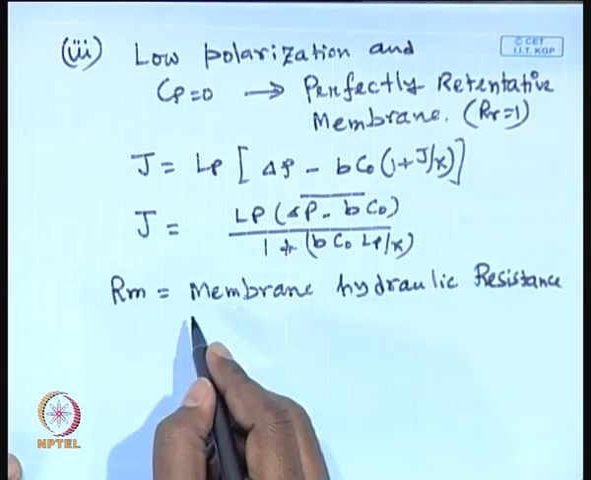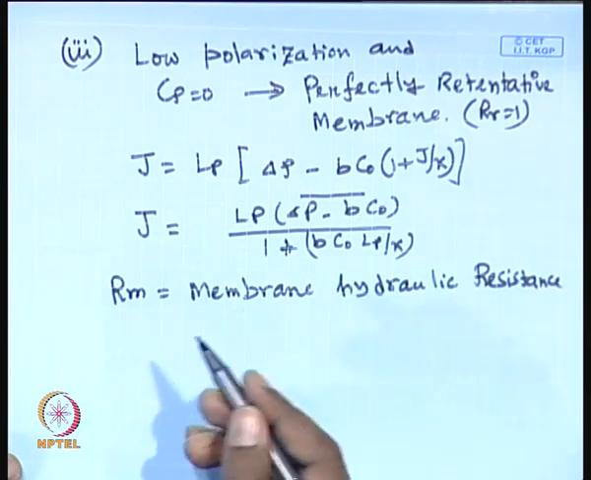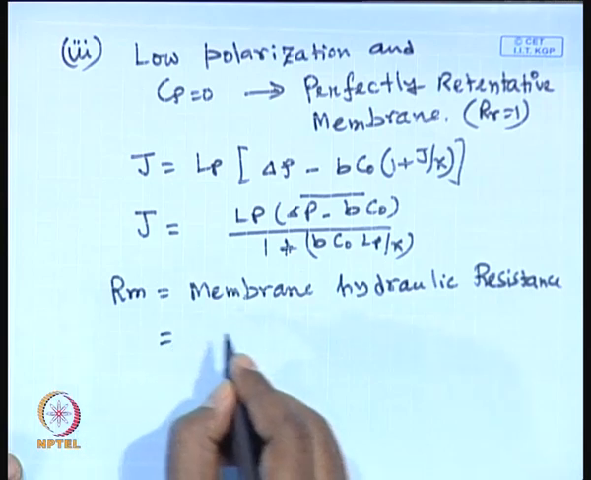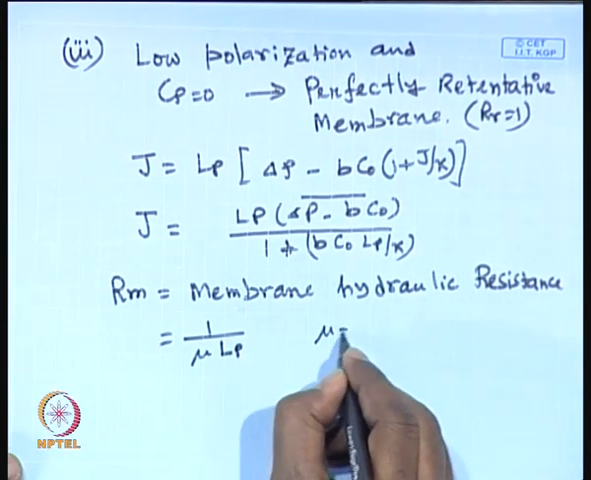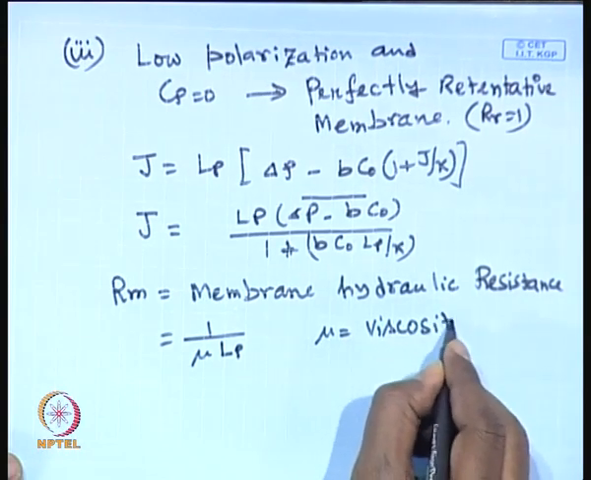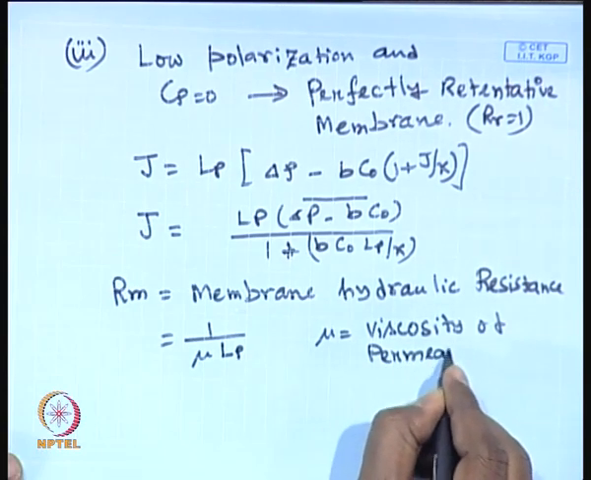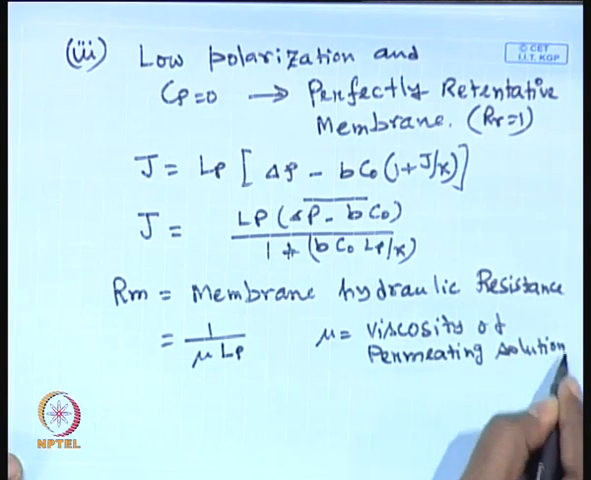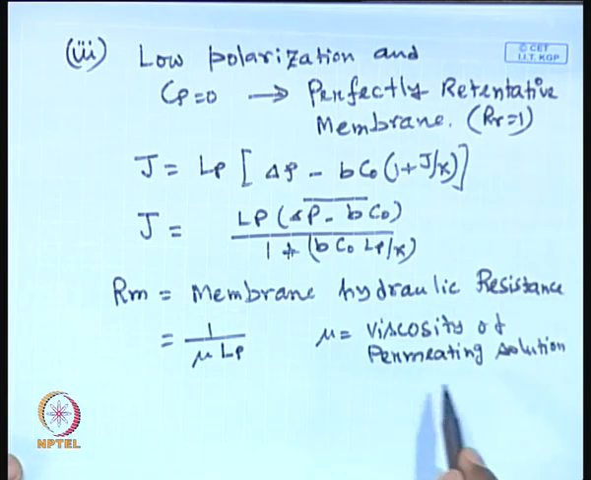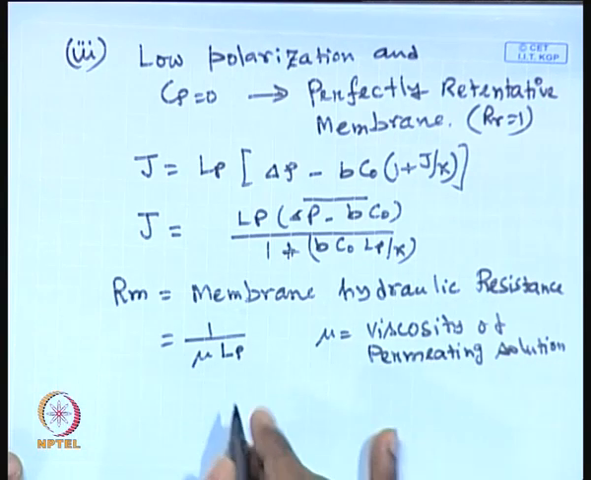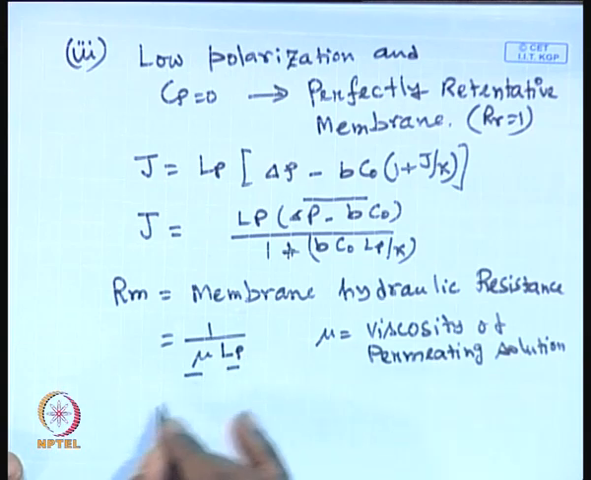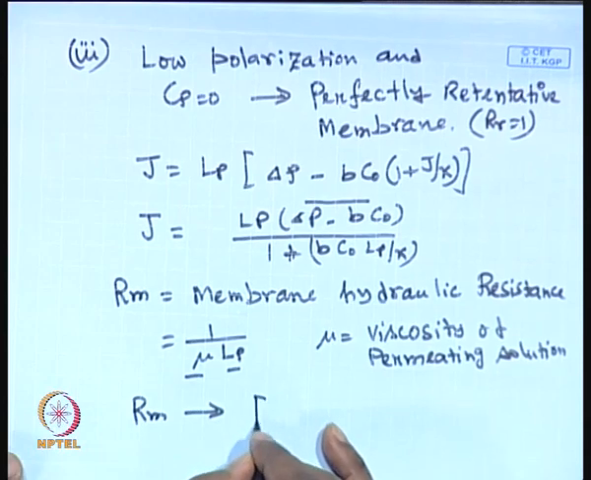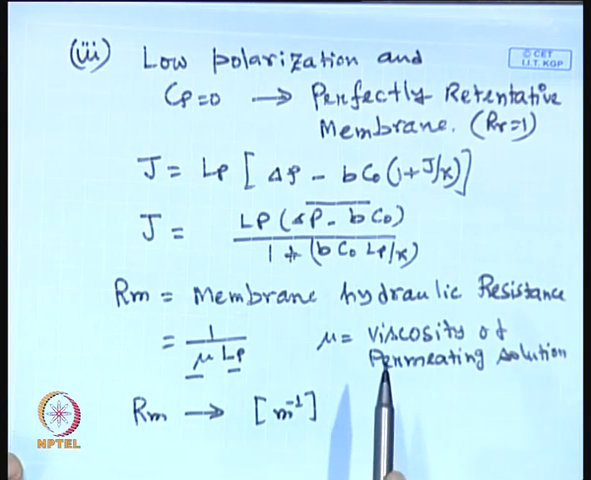The definition is, it is inversely proportional to the membrane permeability, like the definition of conductivity and resistance in electrical transport. So, it is defined as Rm is equal to 1 over mu times Lp. What is mu? Mu is the viscosity of permeating solution. In most cases, permeating solutions are very, very dilute, so the viscosity will be close to the viscosity of water. If you look into the units of mu, Pascal second, and of Lp, one can conclude that Rm will have a unit of meter inverse. So, that is the definition of membrane hydraulic resistance and its unit.